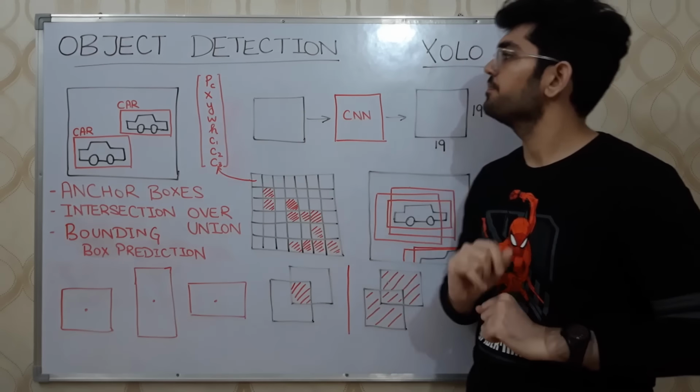Now these C1, C2, C3 variables describe what object is present in that cell. For instance, if we have 3 objects, then one of these 3 is going to be 1, the other ones are going to be 0. If we consider that we have 4 objects in our consideration, then we are going to have 4 variables over here, C1, C2, C3 and C4.